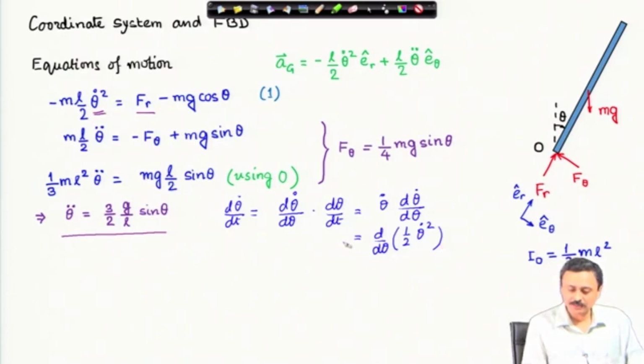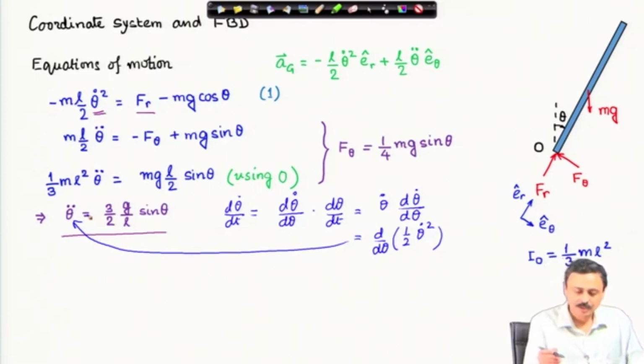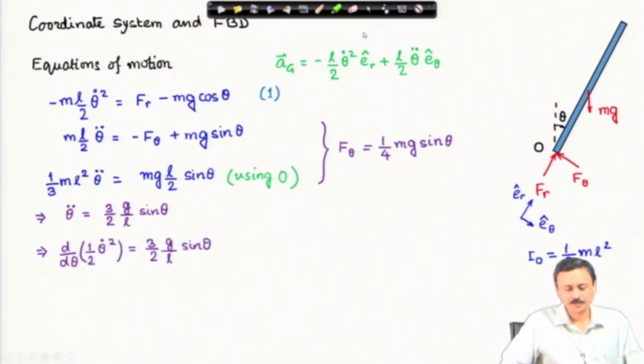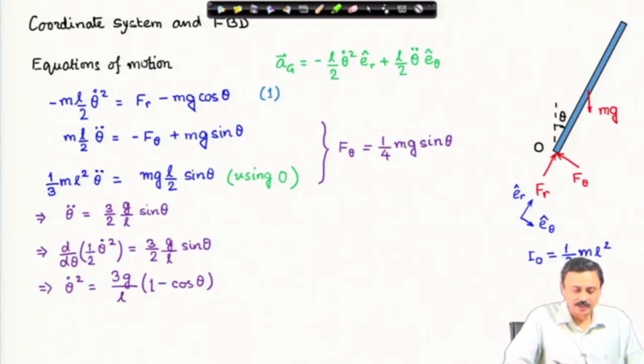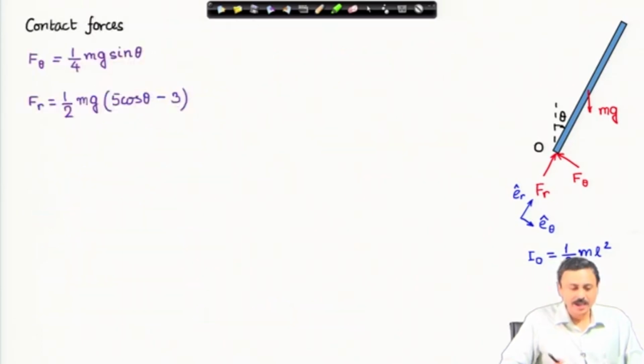This expression I will replace in theta double dot, because now I have to integrate over theta on the right hand side. Let us see what happens when I do that. So, I have done this step and I solve for theta dot squared, straightforward integration, and this theta dot squared I replace in the first equation on the left hand side and solve for F_r, the force in the radial direction. Now, I have F_theta and F_r in terms of theta.